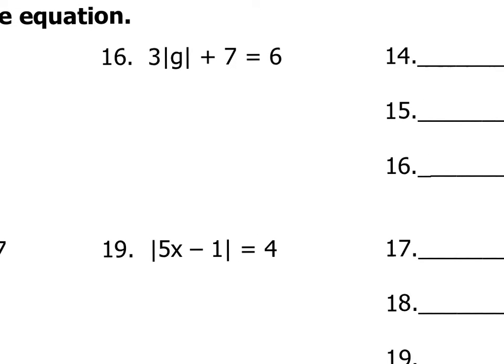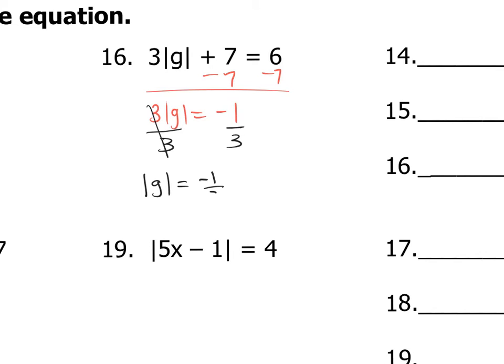On 16, we're doing the same kind of idea, but first we need to get rid of the 7 and the 3 before we can analyze. So let's move that 7 away by subtracting. That means I get 3 times the absolute value of g equals 6 minus 7, well, that's negative 1. And then if I divide both sides by 3 to get the g by itself, I have the absolute value of g equals negative 1/3.